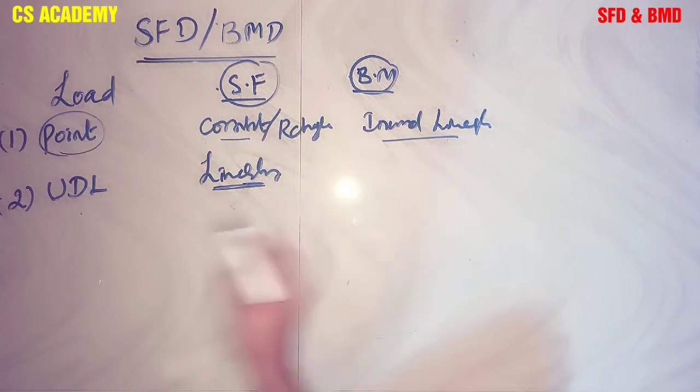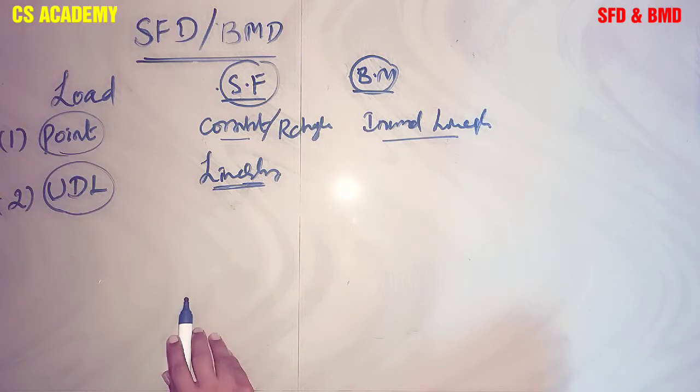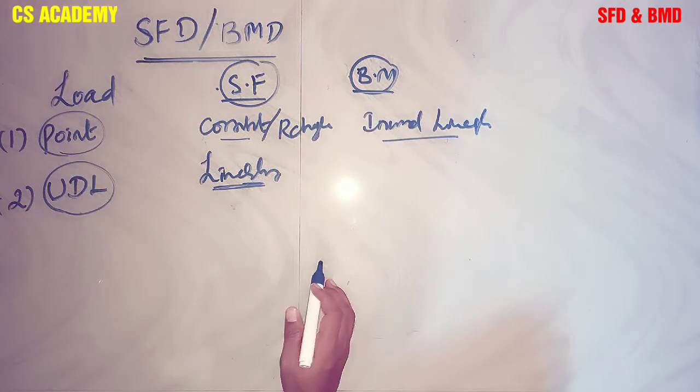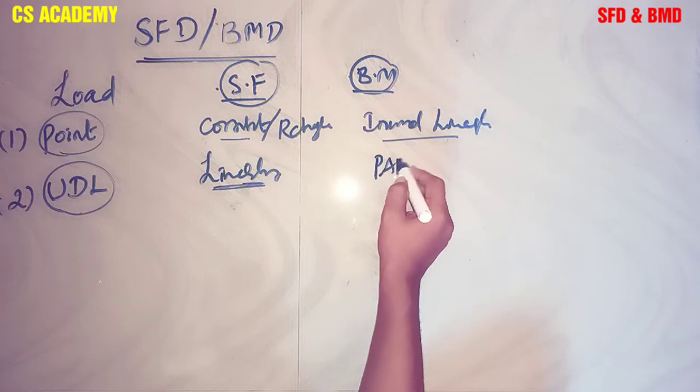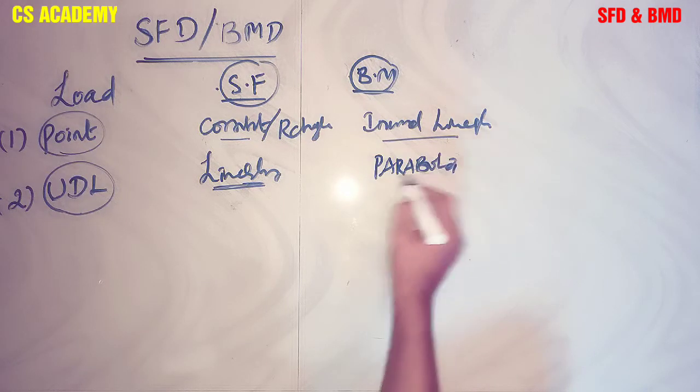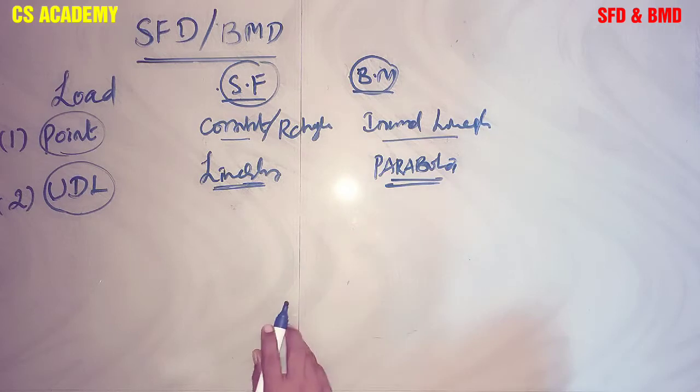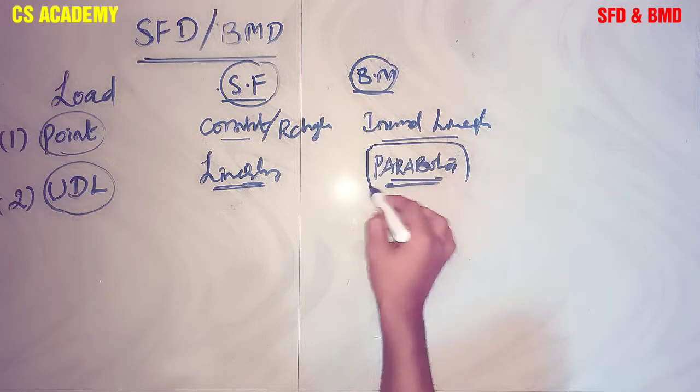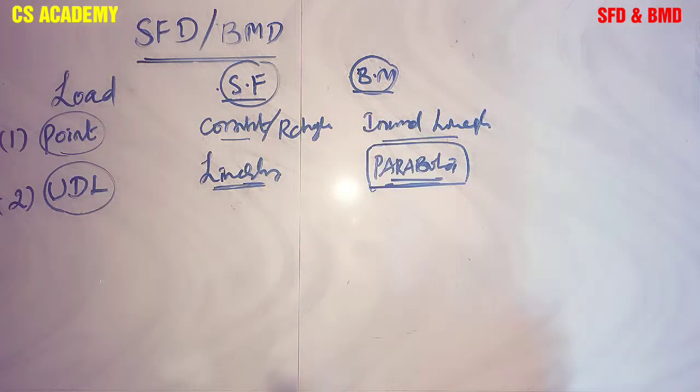For this UDL, the uniformly distributed load on this beam, the bending moment diagram will be like a parabola. So parabola, very important. Many competitive exams asked this question in the past. So there is a parabolic variation of the bending moment diagram for uniformly distributed loads.